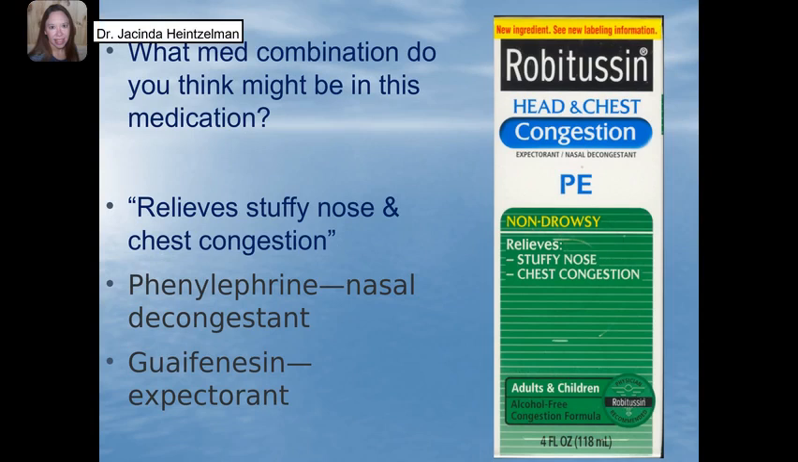Here you see another combo product that we can use to treat the common cold. If you look at that label, what medication combination do you think might be in this medication? So you're seeing it's Robitussin. It's telling you it's going to be used for head and chest congestion. It's going to have an expectorant and a nasal decongestant in there.